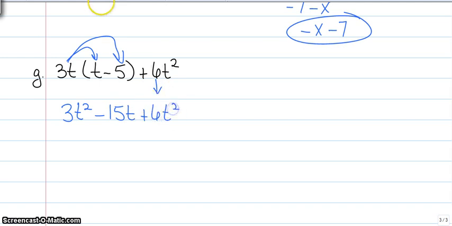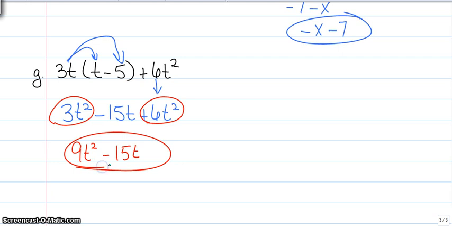Now I'm going to go through and combine my like terms. I have 3t squared and positive 6t squared. Add my coefficients, so I have 9t squared minus 15t. And that's it.